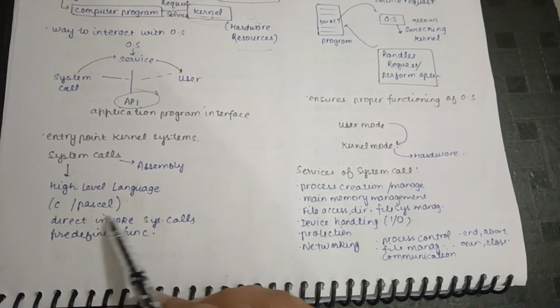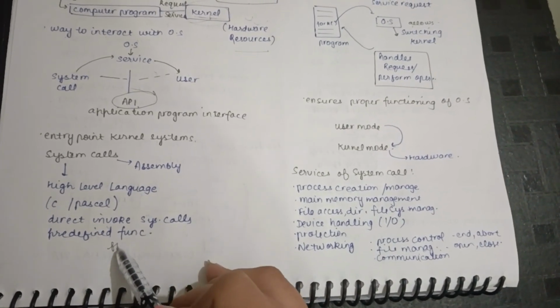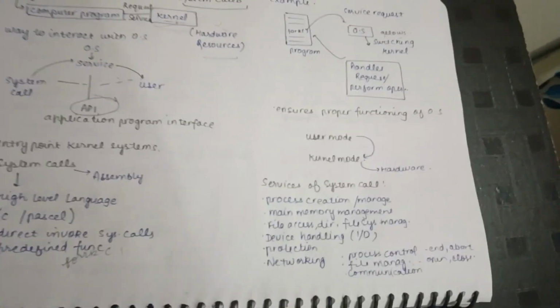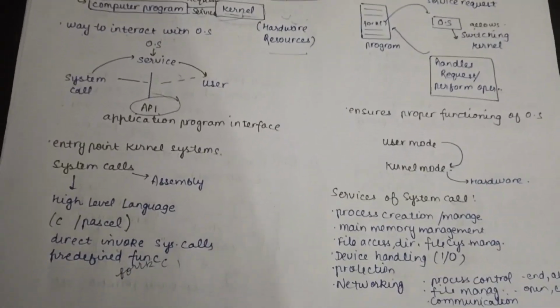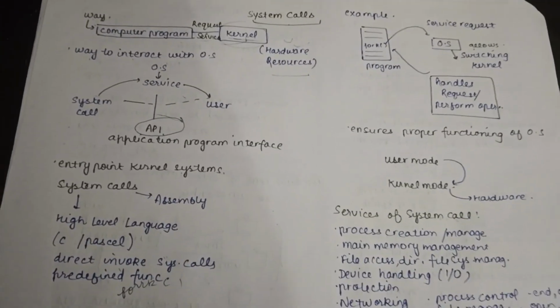So here we can directly invoke the system calls by the predefined function. For example, we have fork if one process creates another process. We have exit. So we have so many system calls. If we need to read from a file, we can have the system call of read, write system call. So there are so many system calls.